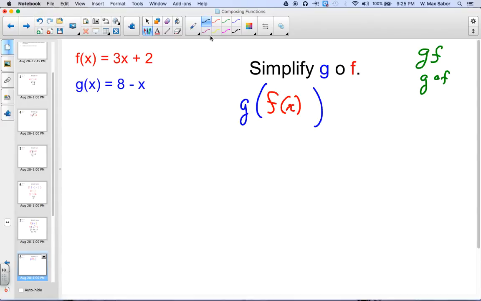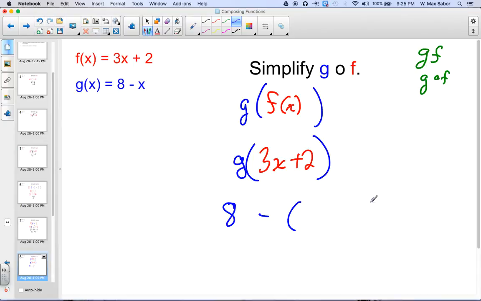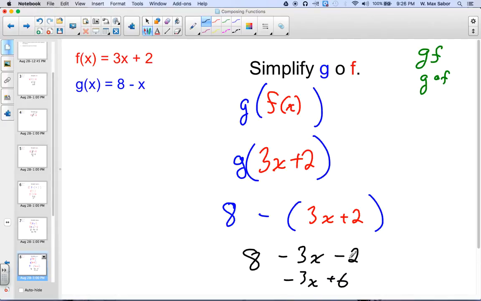So let's take this f of x, 3x plus 2, and put it into our function g. So let's write the function g with a blank wherever x used to be. Now, this is a function where there's only one blank because x only appears once. But if x appears more than once, you want to make sure that you put a blank in every time that x appeared in the original function.